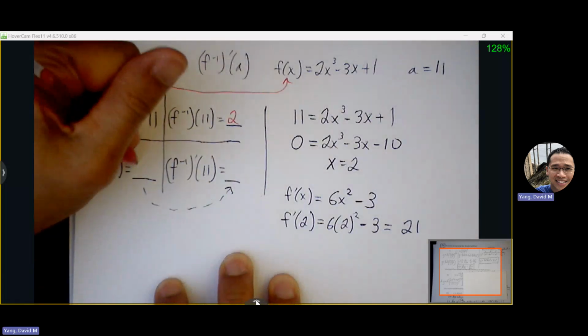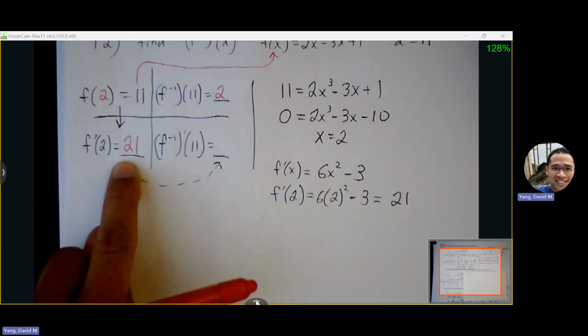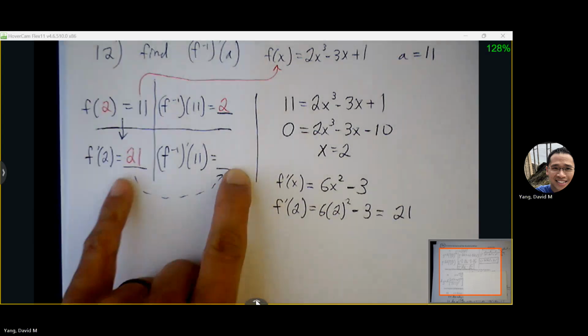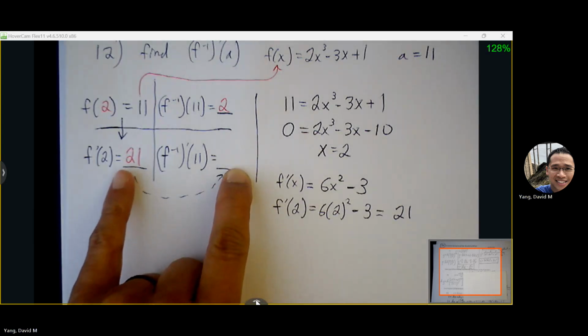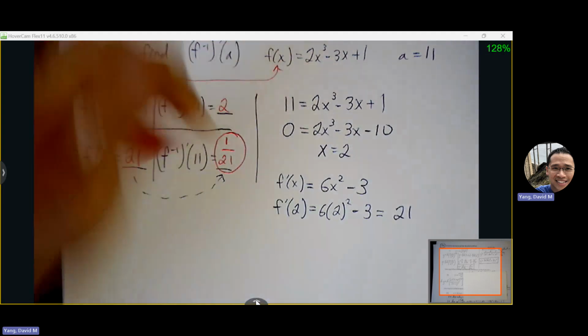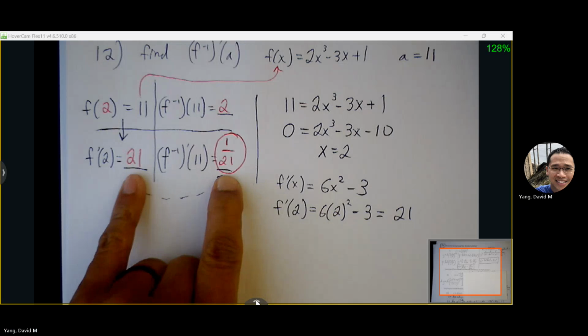So the slope of my f graph at 2 has a steepness of 21, which must mean that on the inverse side, the corresponding point must have a slope of what? You guys remember? Yeah, 1 over 21. Don't change the sign, just flip the numerator and denominator. That's all we need.